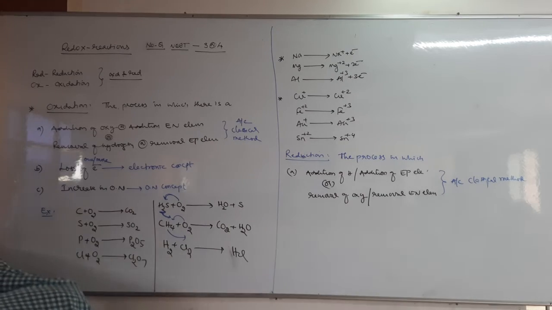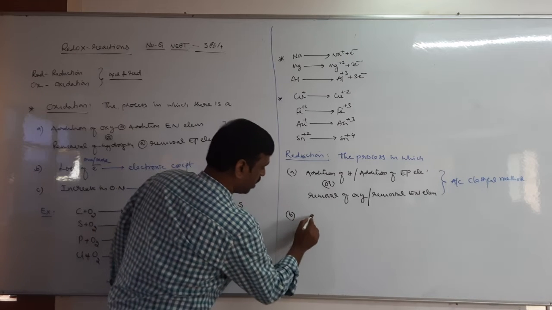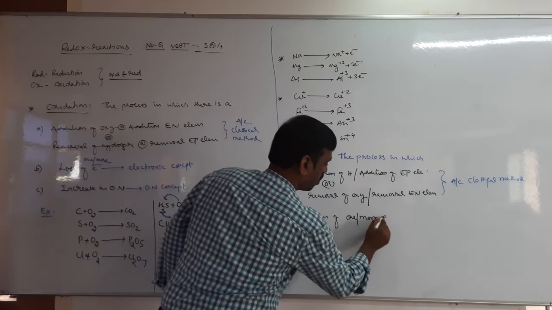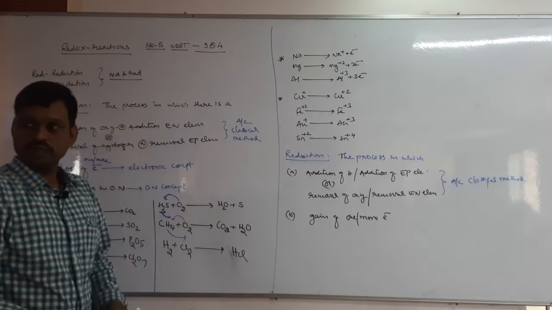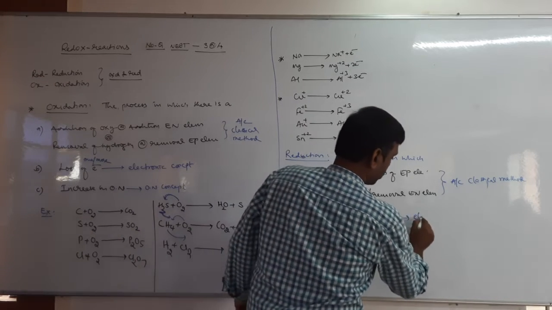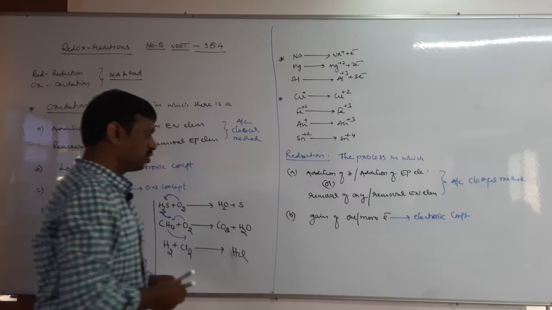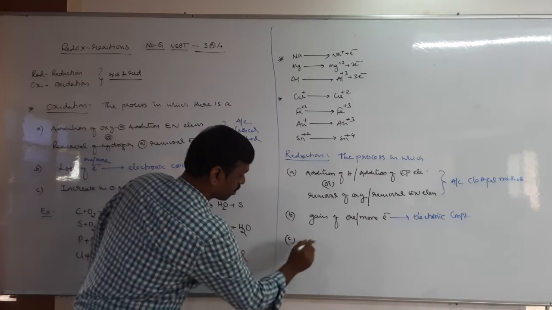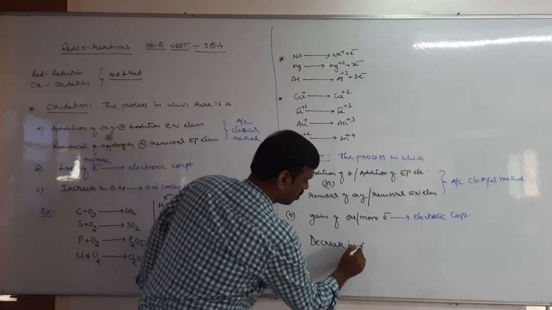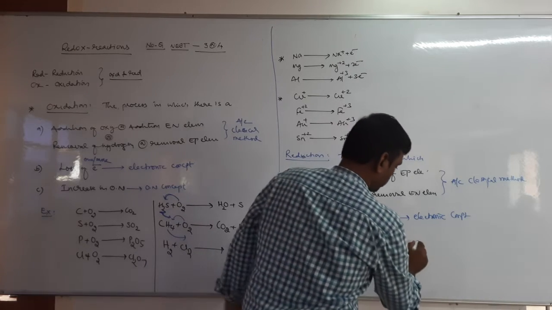Next, B. In terms of the electronic concept, it is gain of one or more electrons. So this is according to the electronic concept. Next, C. Decreasing oxidation number, a decrease in oxidation number. So this is according to the oxidation number concept.